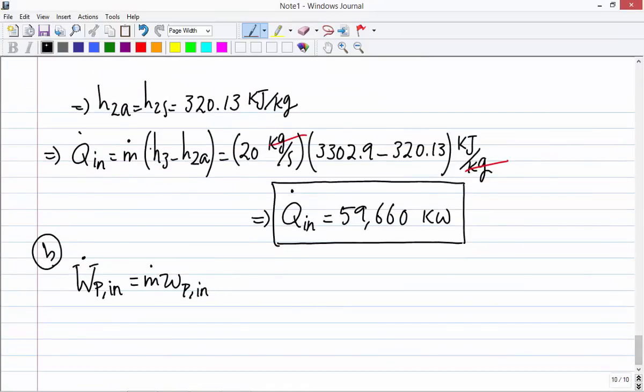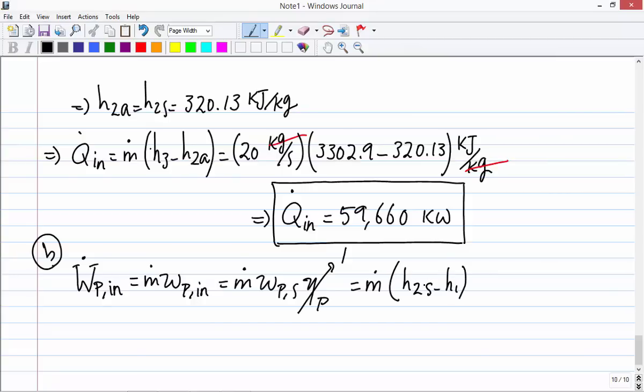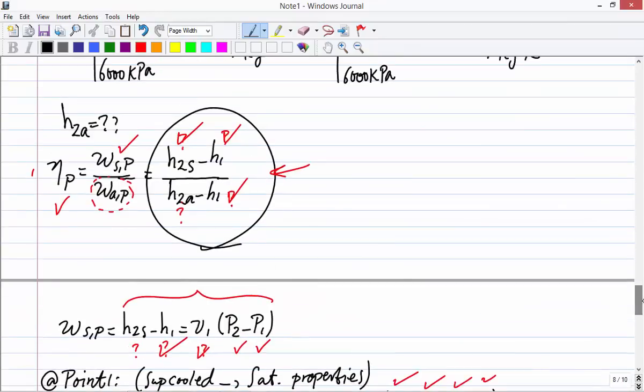So I can say, you know what? This is m dot times W pump isentropic, because the efficiency is equal to 1, or even times this, which is 1, and assuming the pump is operating isentropically, then this would be the difference between enthalpies, and I know both, so it's 20 kilogram per second times. See now how helpful this summary table is.